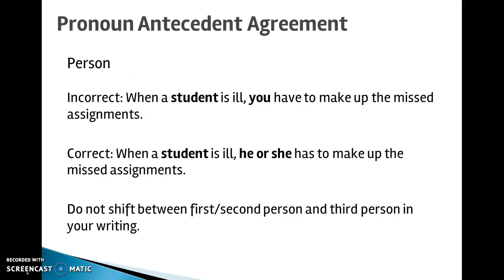The first rule is staying consistent with person. So it would be incorrect to say, "When a student is ill, you have to make up the missed assignments," because we switched from third to second person. We would need to stick to third person: "When a student is ill, he or she has to make up the missed assignment." So essentially do not shift between first, second, and third person in your writing. You can take a moment to write the corrected answer down in your handout.